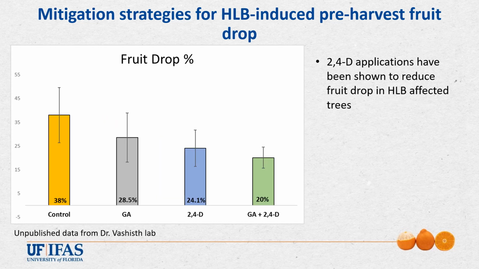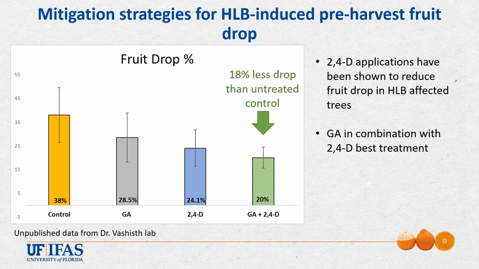Applications of 2,4-D have been shown in recent research to reduce some fruit drop in HLB-affected groves. In a study done in 2021 on mature Valencia, GA and 2,4-D sprays were tested for fruit drop efficacy, and after one season of monthly applications starting in October and ending in December, the treatment that received both GA and 2,4-D had the best efficacy in reducing fruit drop, with 18% less fruit drop than control. Please refer to the Florida Citrus Production Guide for guidelines regarding the use of 2,4-D for fruit drop.